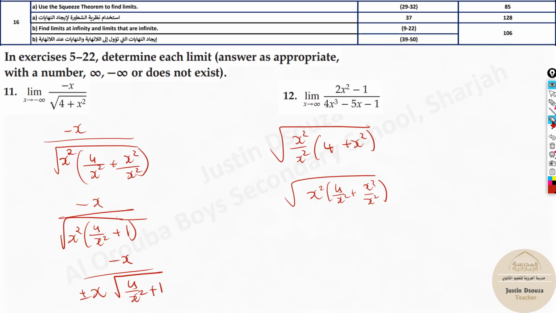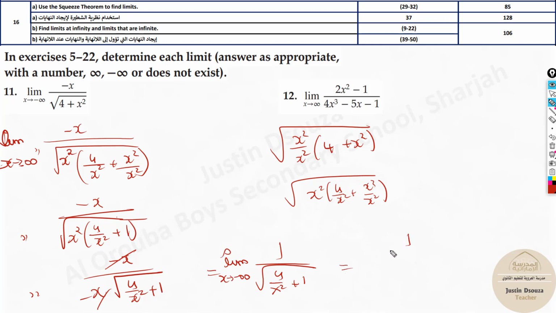Now, what do we consider? Plus or minus? Look at this. It's minus infinity, so it's the negative part of the x. Therefore, it's minus x. Now, cancel this and this. What is remaining? 1 by square root 4 by x squared plus 1. Now apply the limit. We have to write limit everywhere, okay, like this. Limit as x tends to minus infinity. The same thing must be over here, and over here. x tends to minus infinity.